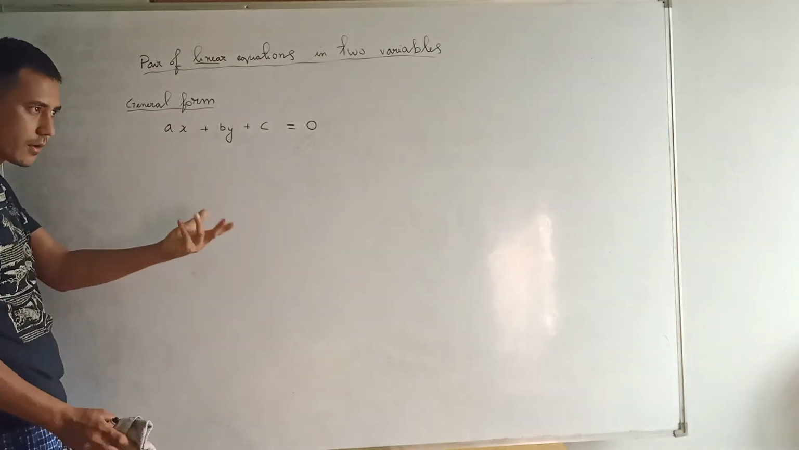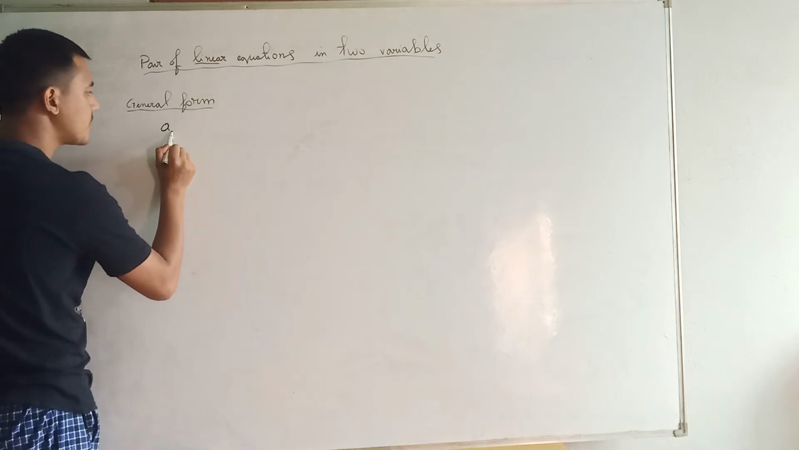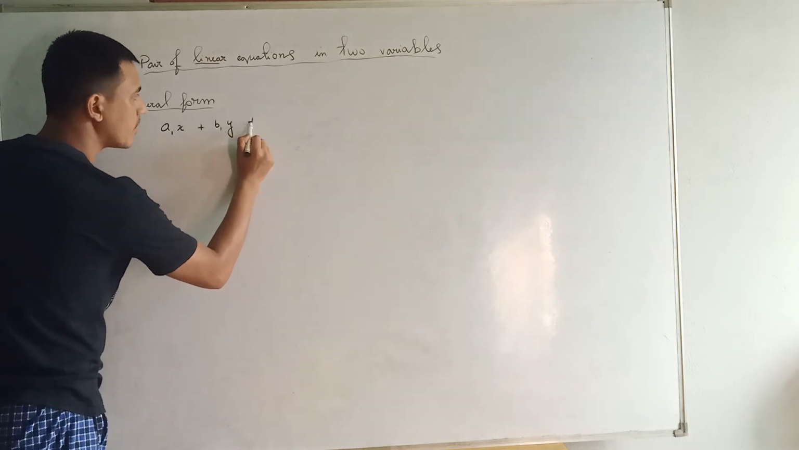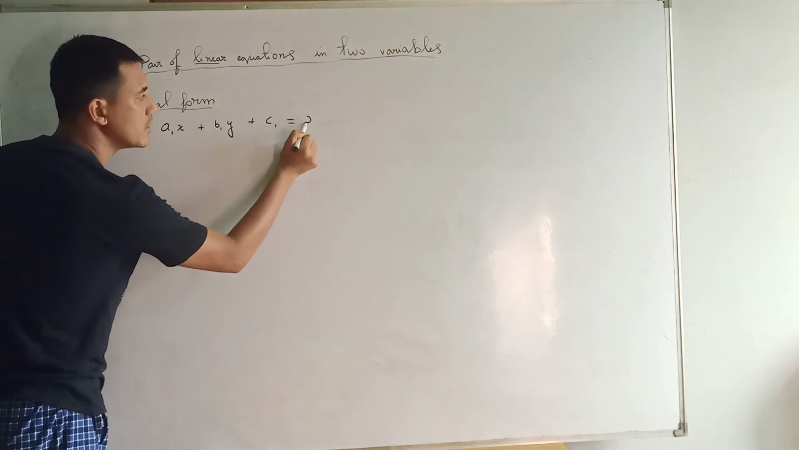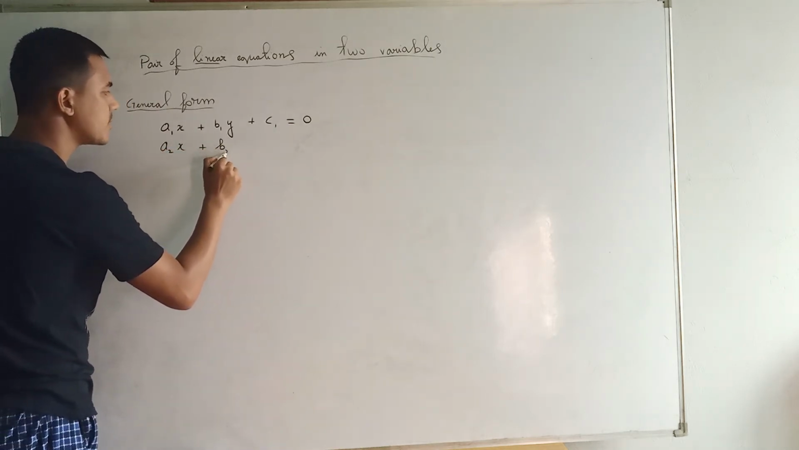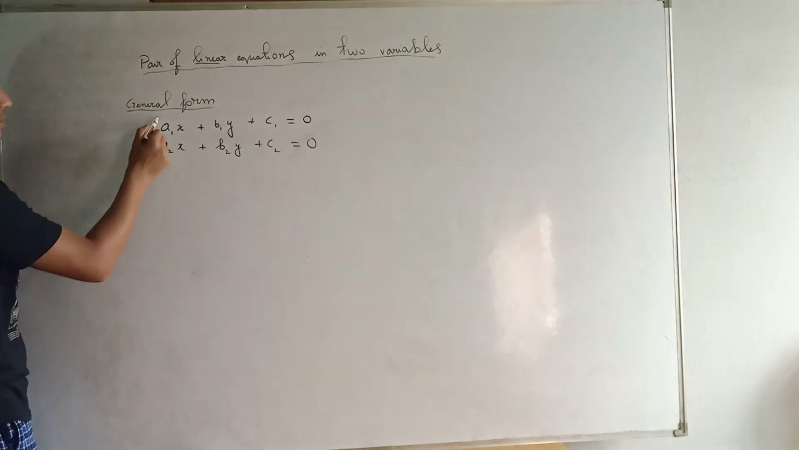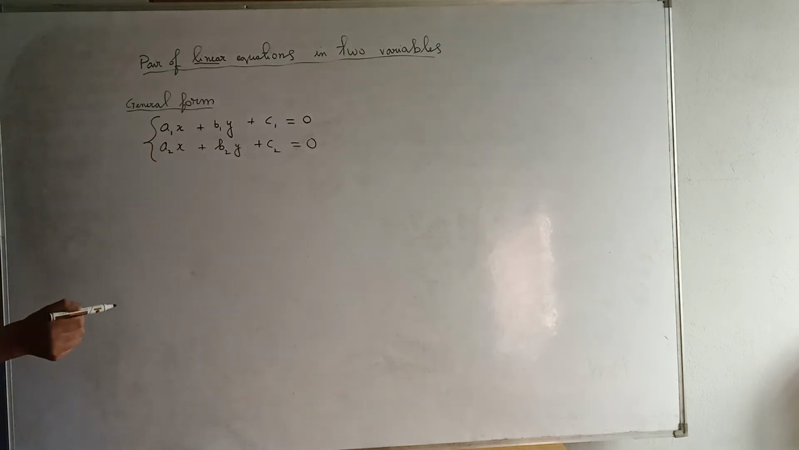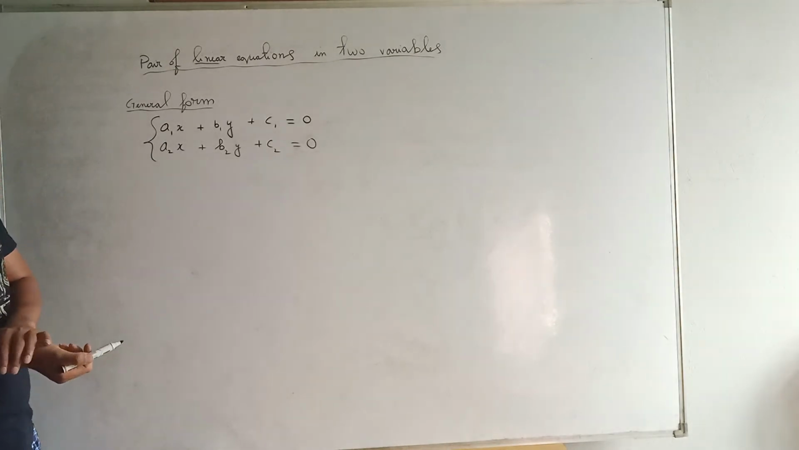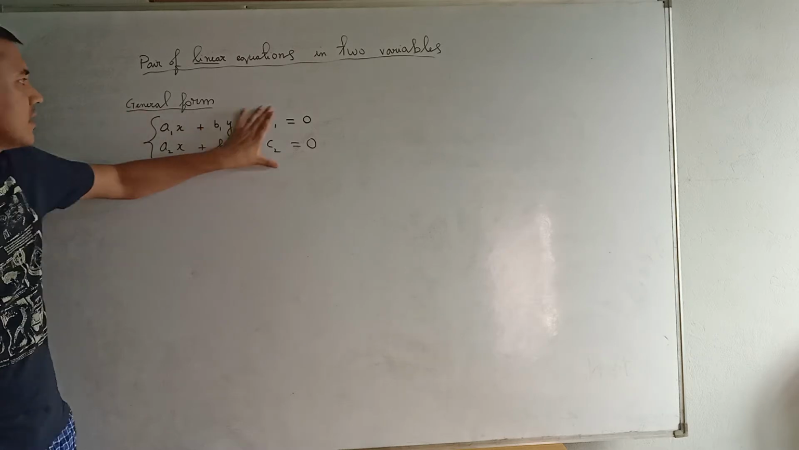If we consider a pair, then we have to write the first equation as a1x plus b1y plus c1 equal to 0, and a2x plus b2y plus c2 is equal to 0. So this is the general form of what? Pair of linear equations in two variables. A pair of linear equations in two variables should always be represented in this form.